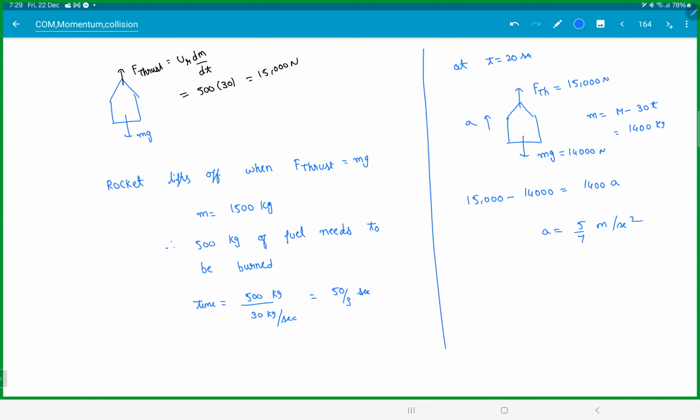So this is one type of problem. The main thing here is mass is changing. Thrust force will remain the same. F thrust minus mg is equal to ma.